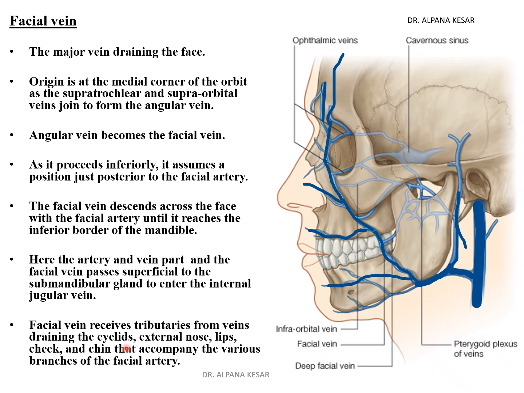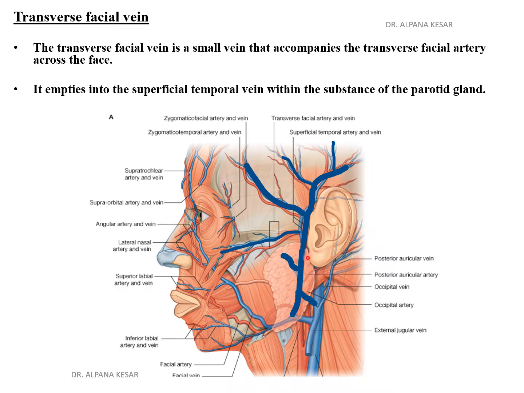Transverse facial vein. Transverse facial vein accompanies the transverse facial artery. It drains blood from the lateral part of the face. It drains blood from the area of the face which is supplied by transverse facial artery. After draining blood from the area of the face, it terminates by draining into superficial temporal vein.